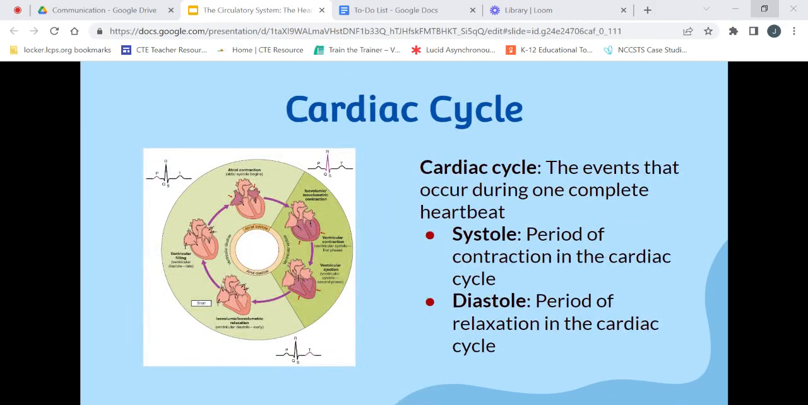The cardiac cycle is the events that occur during one complete heartbeat. So systole is the period of contraction in the cardiac cycle. Diastole is the period of relaxation in the cardiac cycle.